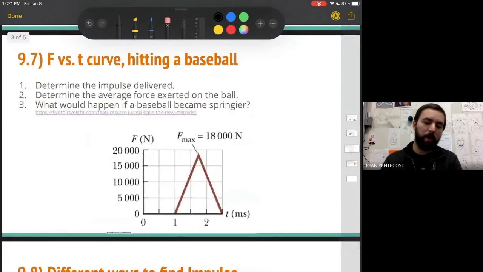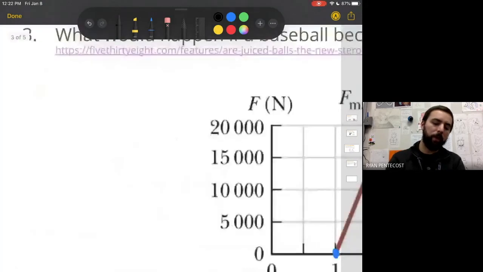So first we have F versus T curve hitting a baseball. We hit a baseball at the 1 millisecond mark, and well, I guess the contact is from the 1 millisecond mark to the 2.5 millisecond mark while we hit a baseball. It peaks at 18,000 newtons. We want to determine the impulse that's delivered and the average force exerted on the ball. So let's find the impulse.